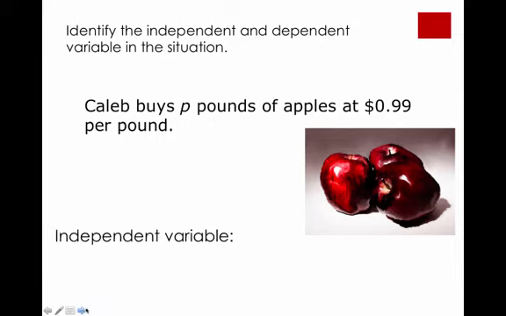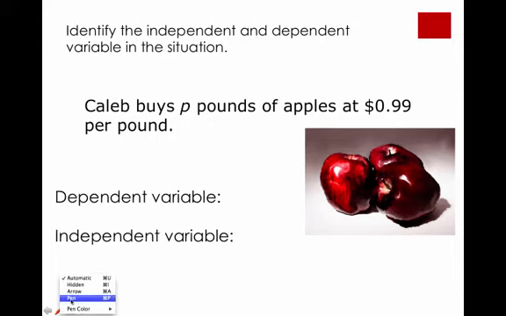Okay, here's my apples. My dependent variable is going to be the cost, and the independent variable is going to be the number of pounds. Okay, because the cost depends on the number of pounds I purchase.